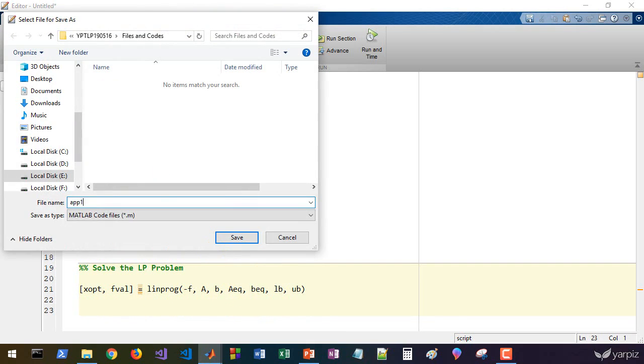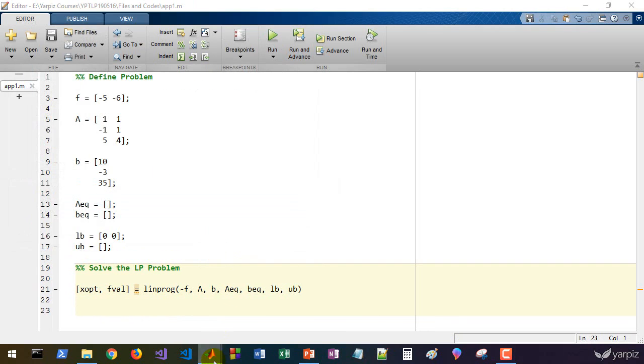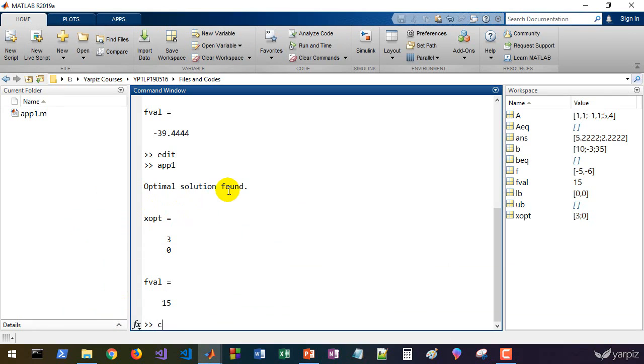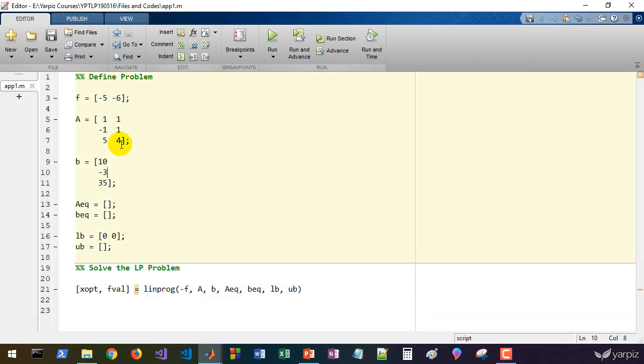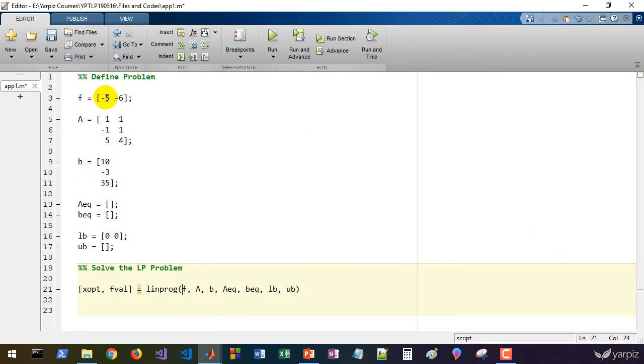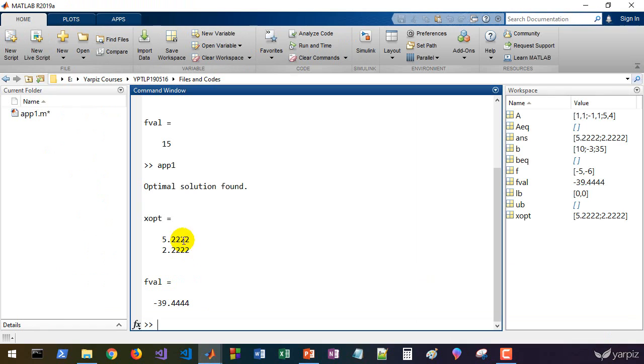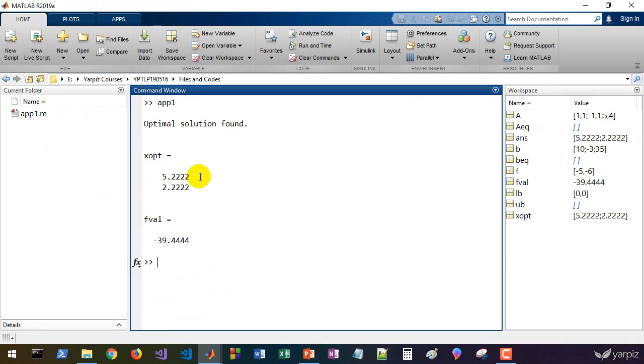Let's define it as app1, and let's run the program, and for example app1, and the x-optimum is here. I think, sorry, we defined the minus here, and this is not needed anymore. Let's run. Okay, that's right, and it is the optimum solution of this problem.